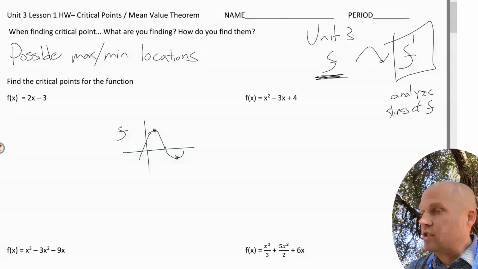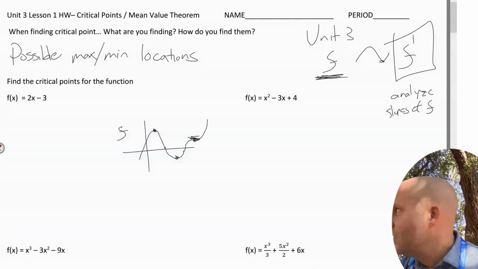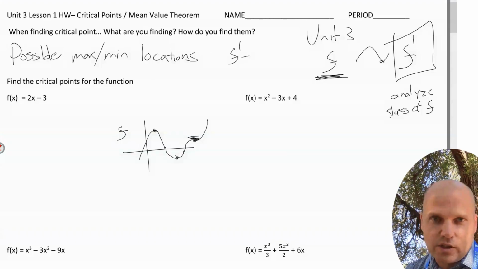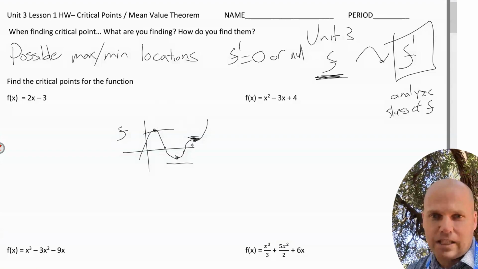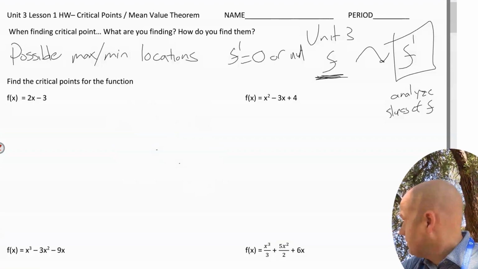What do these 2 points have in common? The slope is 0. Cool. However, not all slopes of 0 produce a max or min. So when we find a critical point, which is when a slope is 0 or undefined, we will find possible max-min locations. Okay, slope 0 at a max-min, slope 0 at a point that is neither a max nor a min. And starting next class, we're going to do further analysis to figure out if indeed these zeros are maxes or mins.